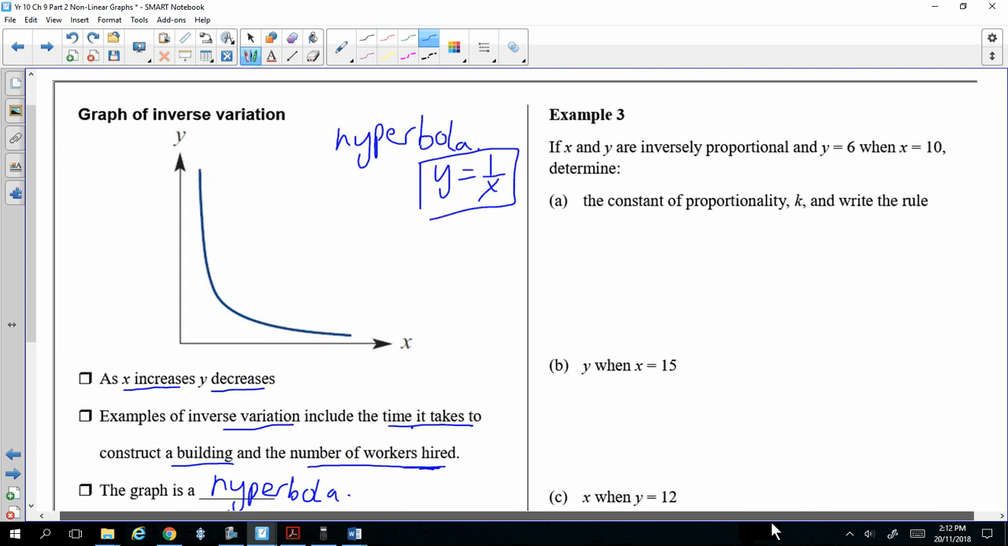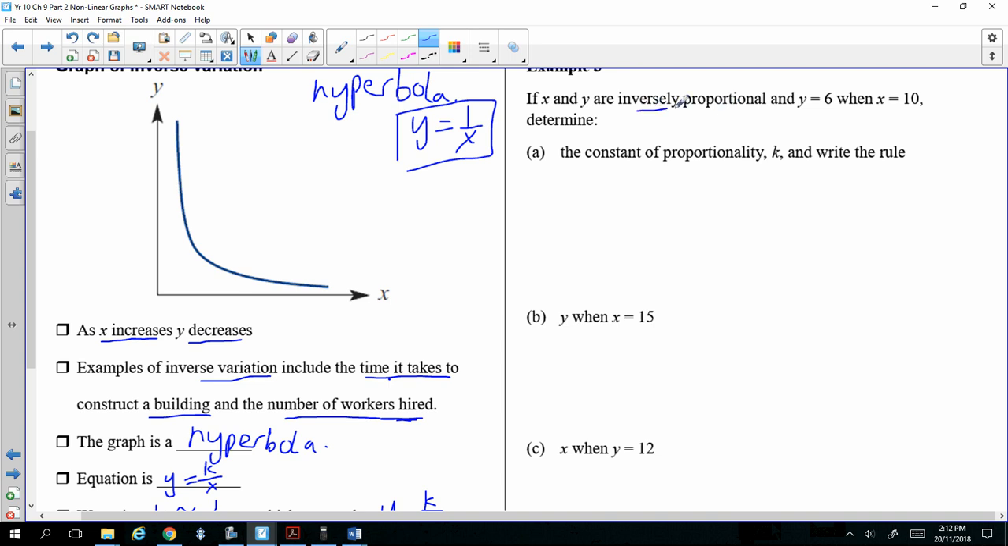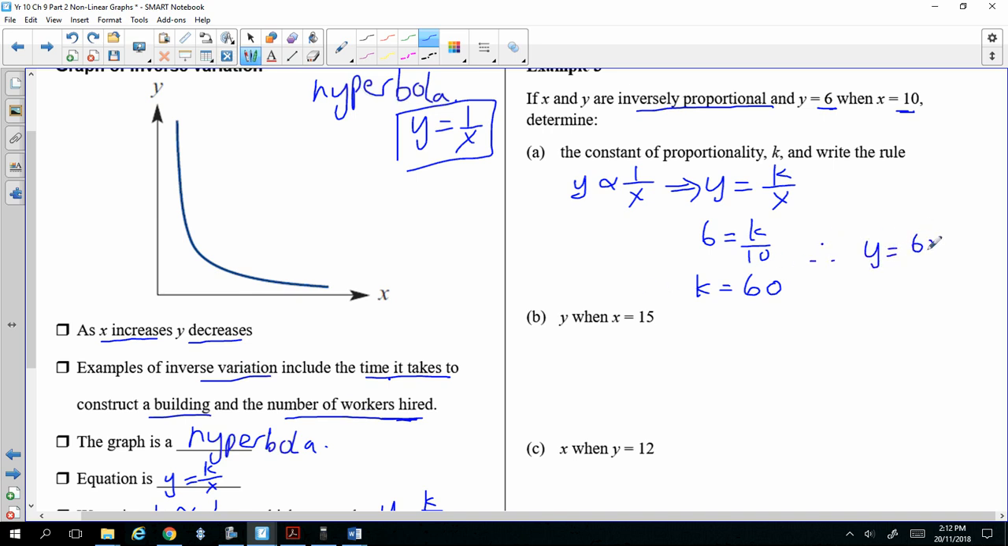So you can write y is inversely proportional to x, which means that y equals k over x. So we'll have to find out what k is. To find out what k is, we substitute y is 6, x is 10. So you do 6 equals k over 10. Therefore k equals 60. And then we update our formula. Therefore the equation is y equals 60 over x. Or another way you can write it is xy equals 60. The product is always 60. I think both are okay.